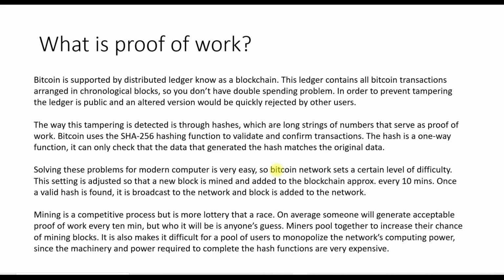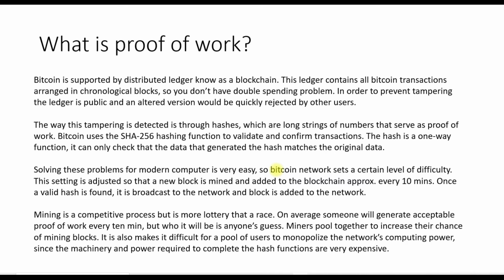In order to prevent tampering, the ledger is public, so anyone can see it, and an altered version would be quickly rejected by the other users. So other people would be rejecting the transaction, saying it's not the real version of the ledger. The way this tampering is detected is through hashes, which are long strings of numbers that serve as the proof of work. Bitcoin uses the SHA-256 hashing function to validate and confirm the transactions.